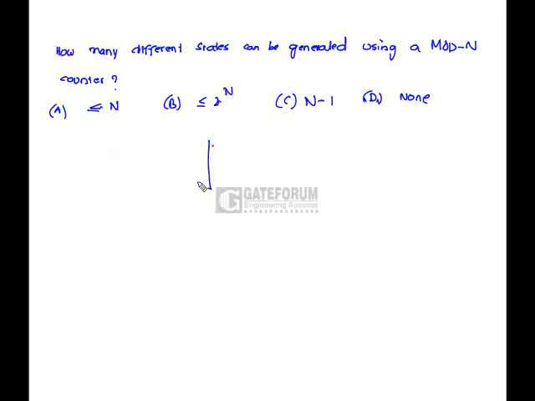Suppose this is a counter whose value is mod n, meaning it is going to have n different states. Only then do we call that counter a mod n counter. So the number of states is going to be less than or equal to n. It is an equality condition, so it indicates only when equal, hence option A is correct.